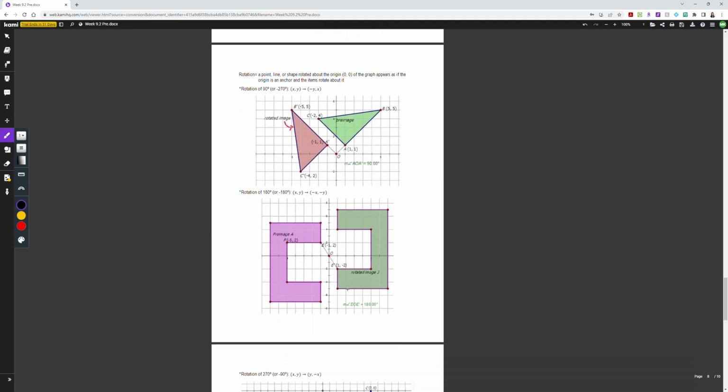Alright, now rotation. So essentially a rotation is a point, line, or shape rotated about the origin, which is 0, 0, of the graph appears as if the origin is an anchor, right? So it's your center point, and the items rotate around it. So there are some formulas that would help you find the answer, which are these. So it depends on your coordinates. And also we are normally basing it counterclockwise. All right, so they are going this direction.